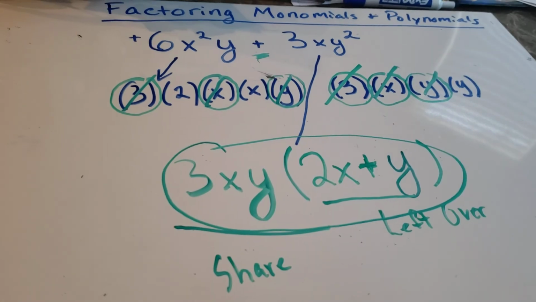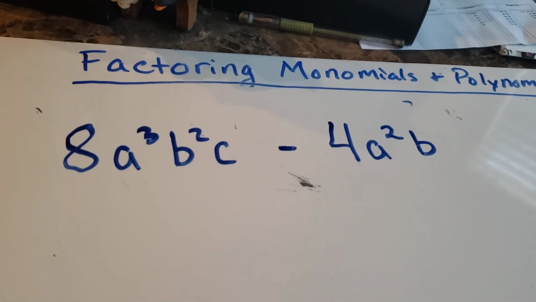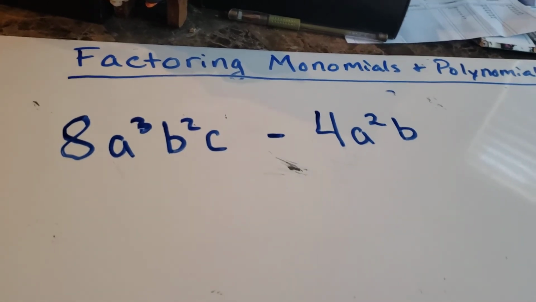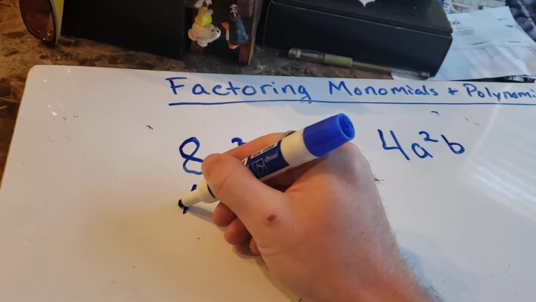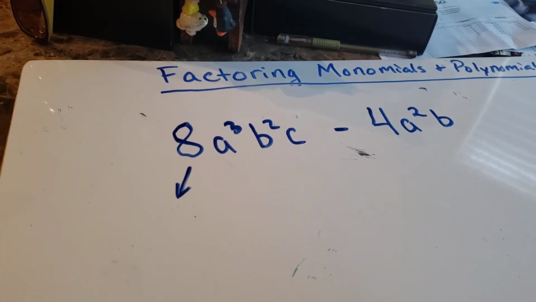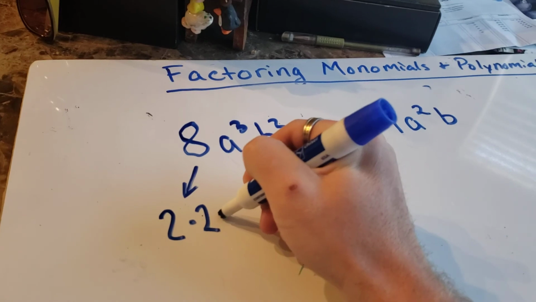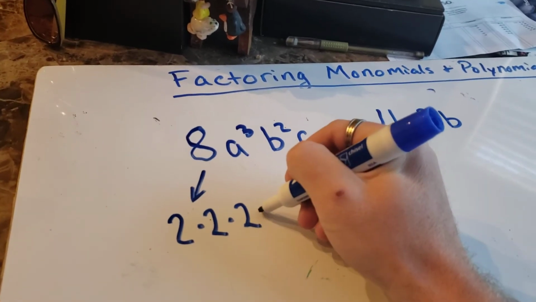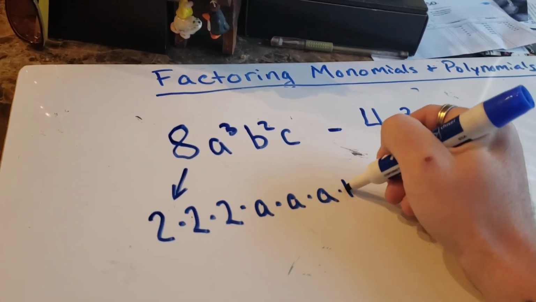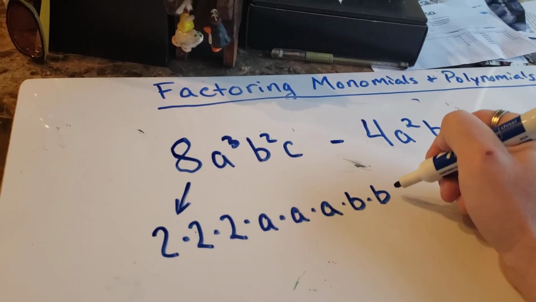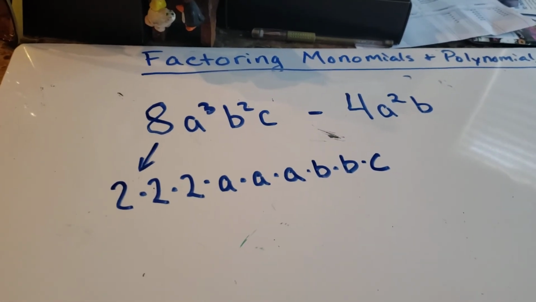Okay, can be a little tricky, but let's do another one. All right, so for our next one, we've got 8a cubed b squared c minus 4a squared b. So first thing we're going to do is factor both of these. So 8 is 4 times 2 but then we can break down that 4 and say that 4 is 2 times 2. So we could say that 8 is 2 times 2 times 2. A cubed is a times a times a. B squared is b times b, and then c is just c. So there is the factorization of 8a cubed b squared c.